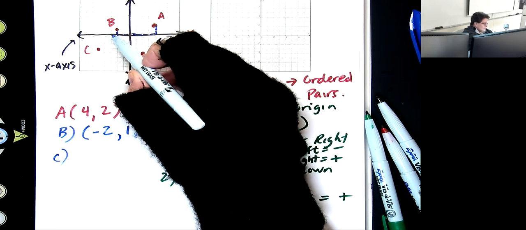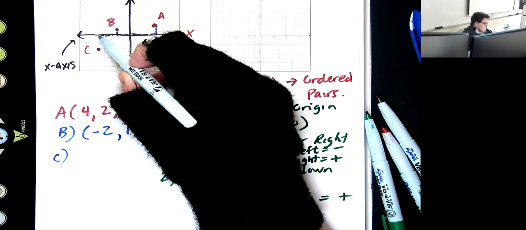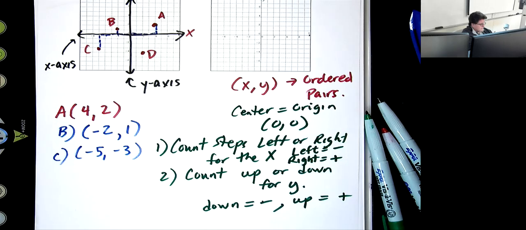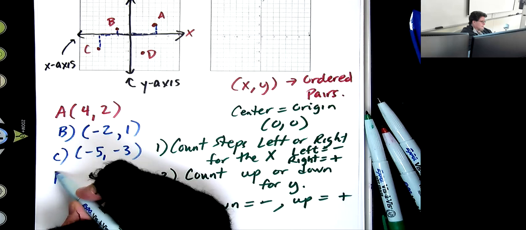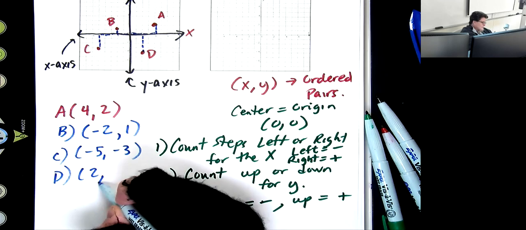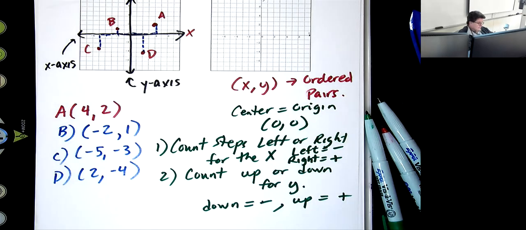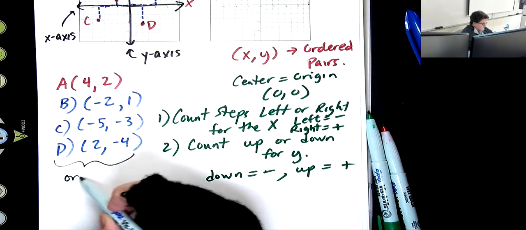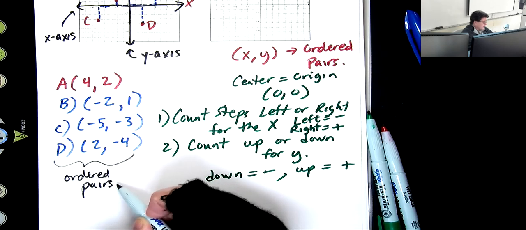Here, I'm going to count left to C. I got 2, 3, 4, 5, and then I'm down 3. So negative 5, negative 3. And for D, I am right 2 and down 2, 3, 4. Right 2 and down 4. So these are called ordered pairs. They're also called points.